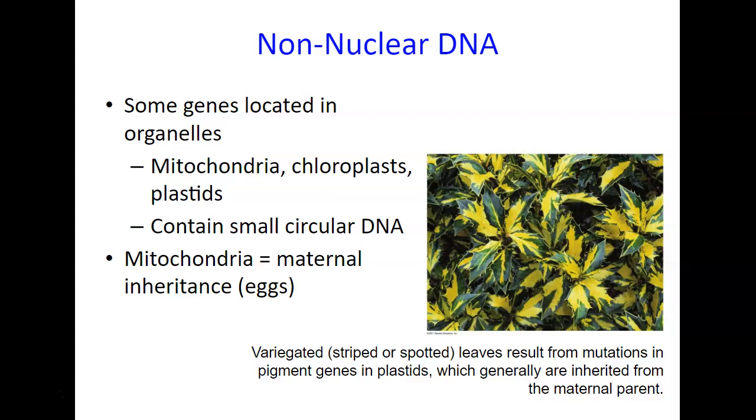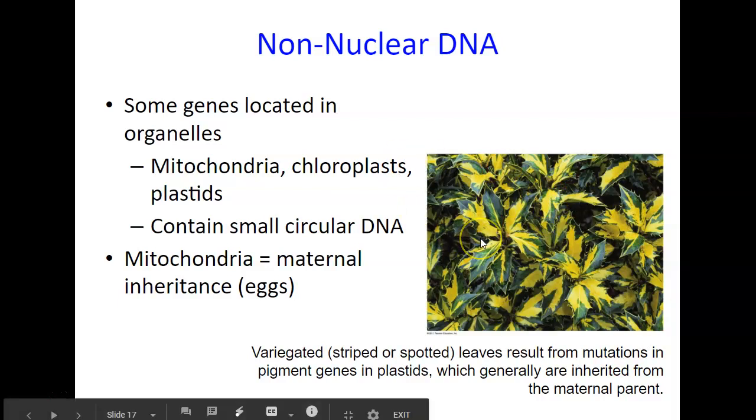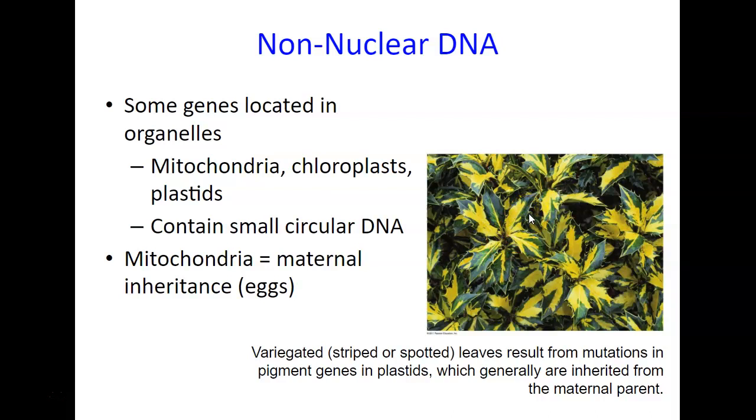And as I mentioned before, when we talked about mitochondrial DNA, you get all of your mitochondrial DNA from your mother because it lives in the egg. And depending on a combination of those things, you can then express different traits. Here's an example of a striped or spotted plant that results from a mutation in a pigment gene in a plastid. These are oftentimes maternally inherited, but if there's a mutation in those particular genes, then you can end up with differences as well.